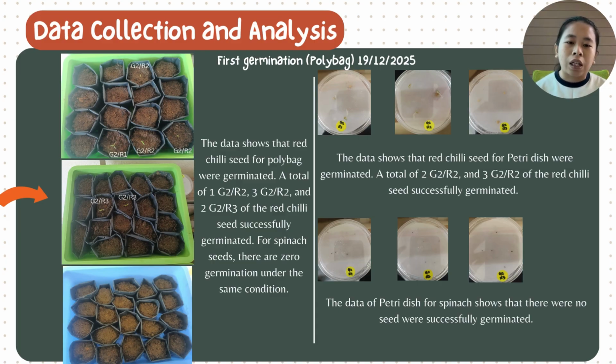For the right-hand side, it shows the petri dish. The data shows that the red chili seeds in the petri dish germinated. A total of 2 G2R2 and 3 G2R2 red chili seeds successfully germinated. For the spinach seeds below in the petri dish, there were no seeds successfully germinated.